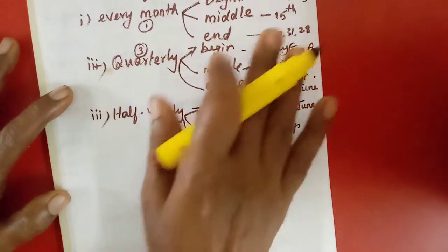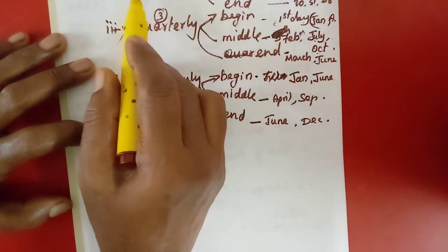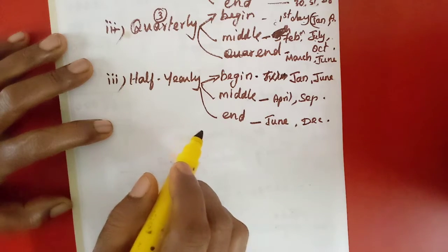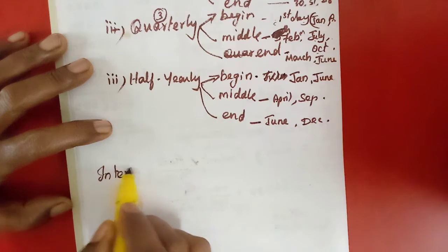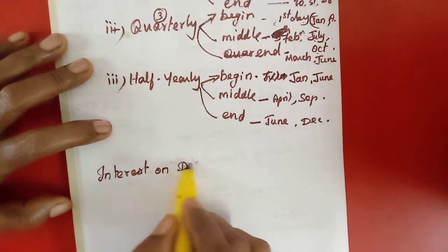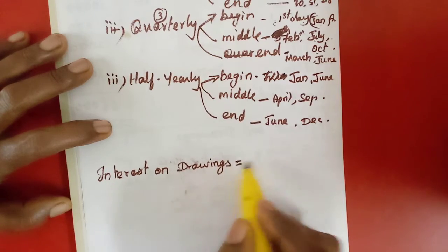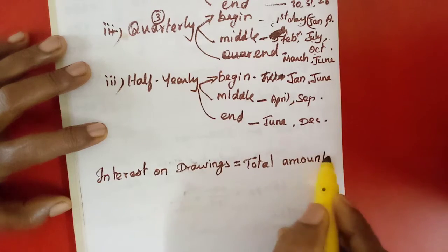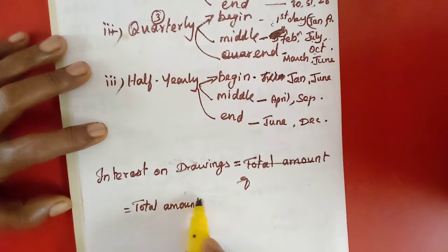Okay, just to make you understand, I have explained this one. Leave as it is. Now we need to calculate the number of months. It is that average period. Okay, here first we will learn the formula, how we should calculate the interest on drawings. Interest on drawings is equal to total amount of drawings.